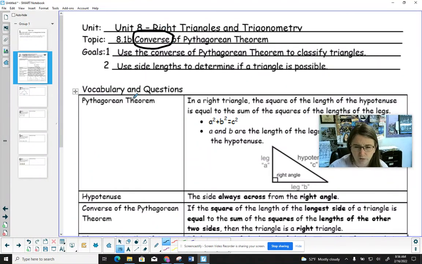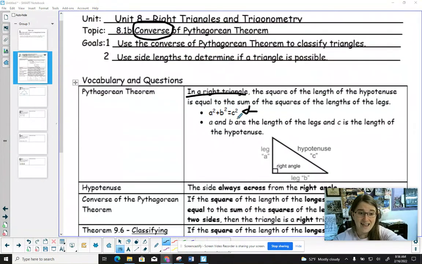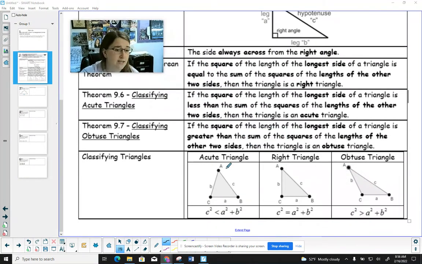We've talked about converse before. In math, when we talk about a converse of something, it means to reverse it. So Pythagorean theorem said that in a right triangle, this is true. The converse says, if this is true, then it's a right triangle. So that's what we mean by switch. Again, first it was right triangle, then this is true. Flip-flopping that, if this is true, then right triangle. That's all that means.